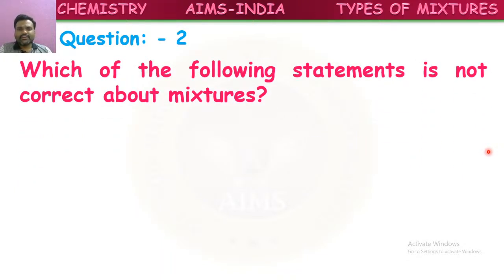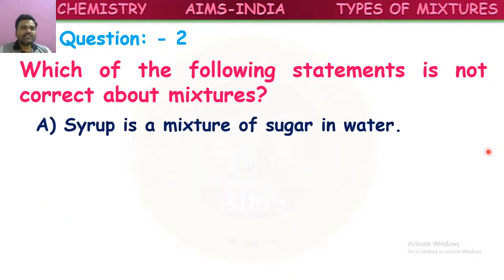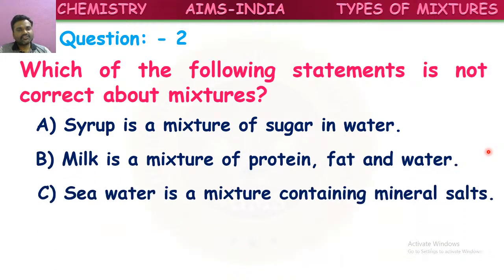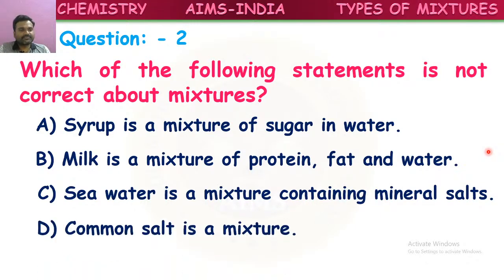So, which of the following statements is not correct about mixtures? Let us see the statements given. Syrup is a mixture of sugar in water. Milk is a mixture of proteins, fats, and water. Seawater is a mixture containing mineral salts. Common salt is a mixture. So, which is the incorrect statement they are asking? Can you guess?